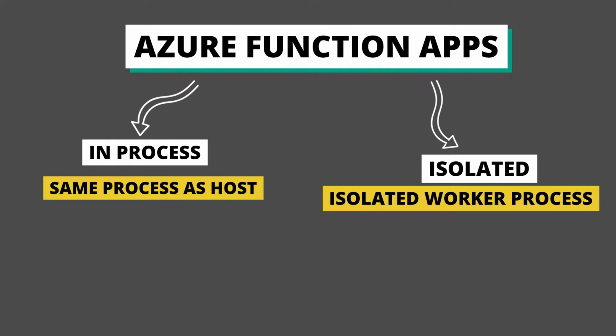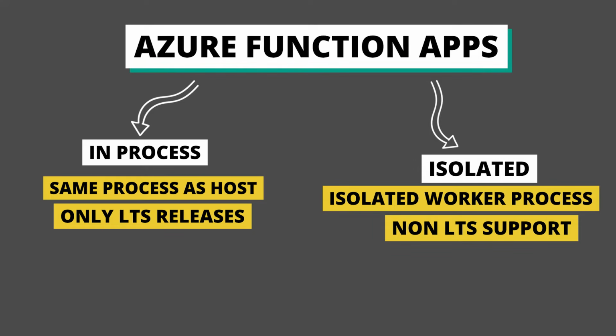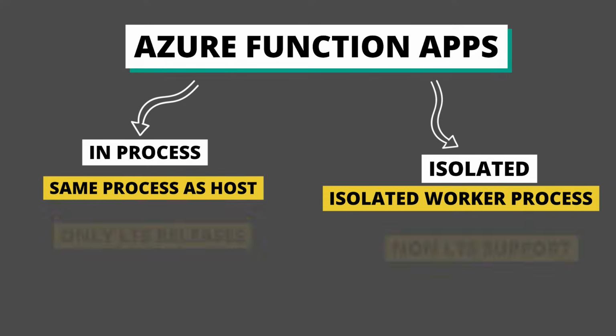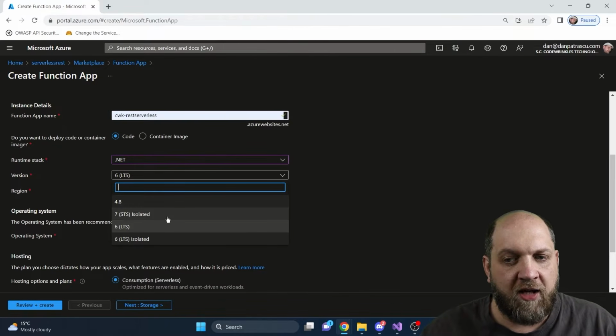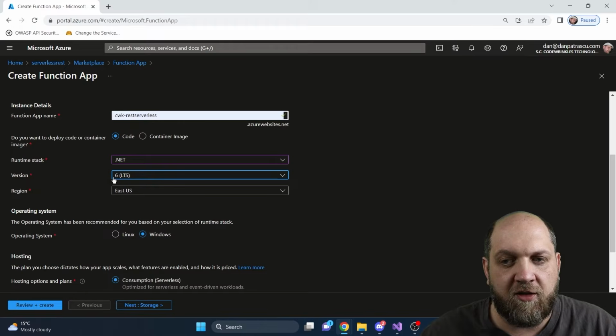The thing here is that, for instance, in-process functions in Microsoft Azure always support just LTS .NET releases. So it means that we would need to take here .NET 6 because that one is an LTS. On the other hand, if we want to use isolated, then we can use also .NET 7, for instance, or releases that are not LTS. However, there are some differences between how in-process functions work and how isolated functions work, even to the code that we need to write. So in this video, I will focus on in-process functions, and therefore I will choose this .NET 6 LTS.